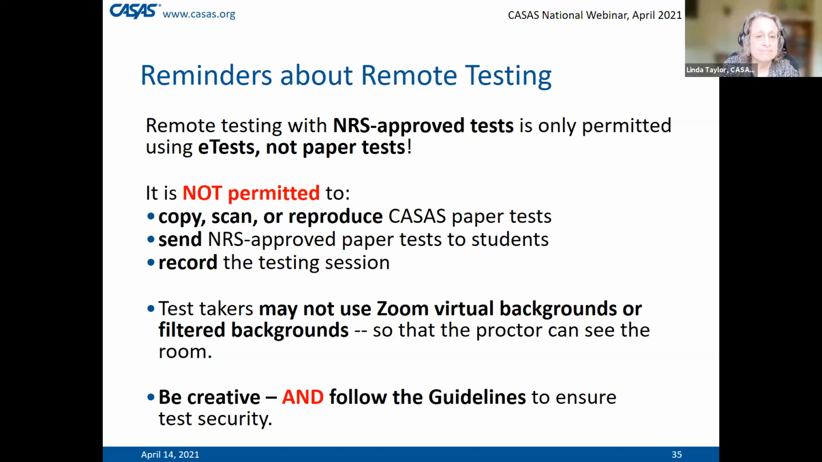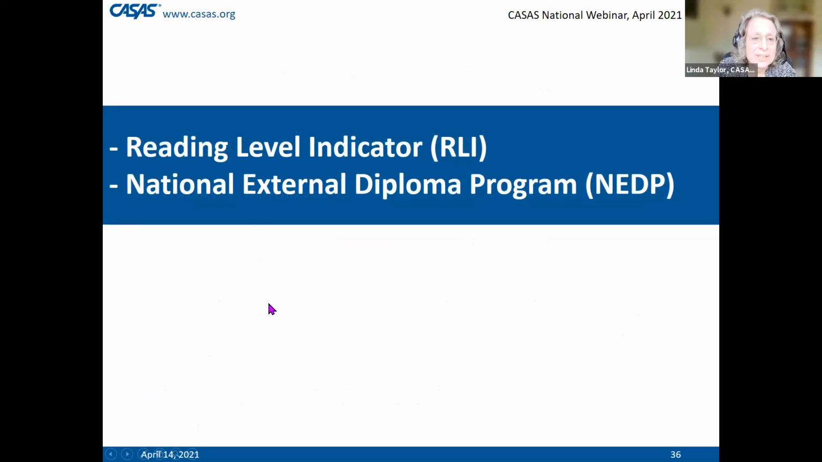So also with some of the new features of Zoom, like these virtual backgrounds and filtering, that's something you should not use, and make sure the students that you're testing don't use them, because that will impair your ability to see their actual backgrounds in the room. And so in general, like you've seen with Austin Community College, please be creative, but do stay within the guidelines. All right, now we're going to show you a couple of these bitables. One of them is on the reading level indicator we call the RLI, and another one is on our National External Diploma Program, the NEDP.